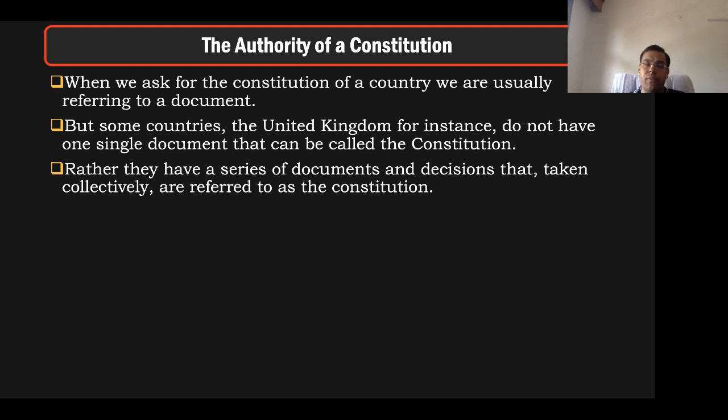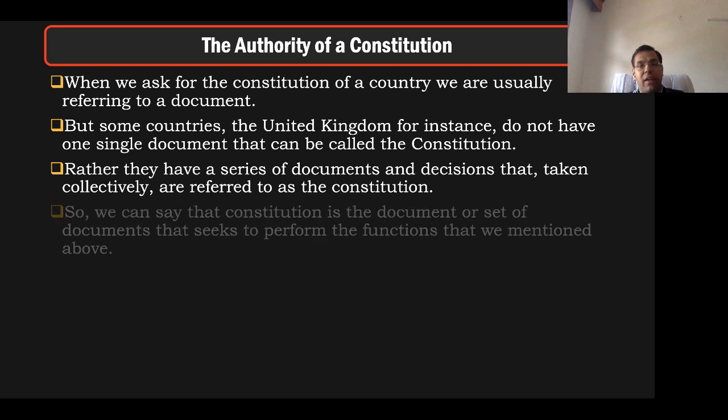Authority of a constitution. Whether it is written or unwritten, still it has authority. So yes, when it comes to the Indian scenario, it is a document. It is a single document which governs every aspect of the country. When we talk about the UK, they don't have a written constitution, but still they have a series of documents and decisions which can be referred to as the constitution of the UK, and the country is governed on the basis of that. So the point is that they have that authority. It's not that they don't have that authority, they have that authority.